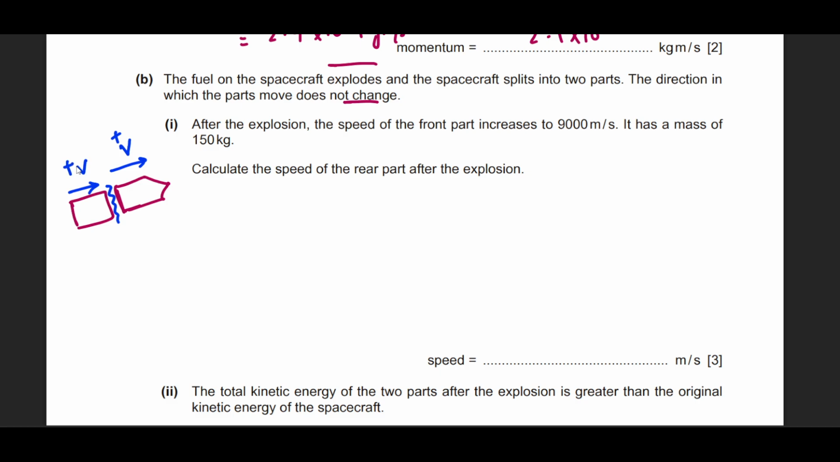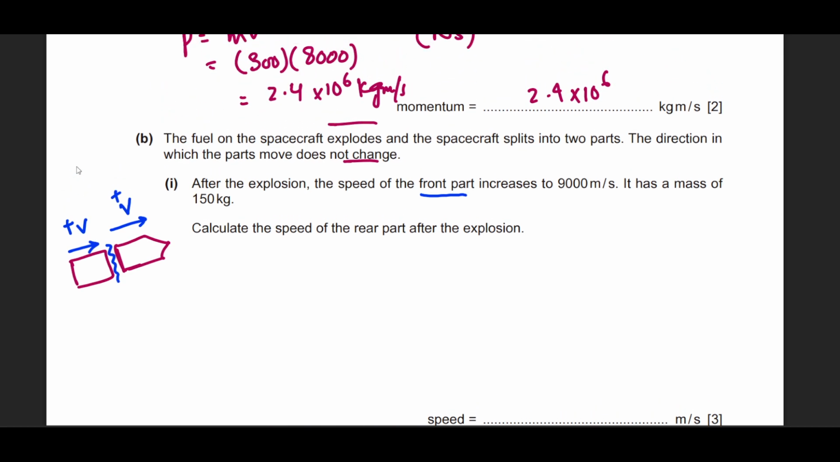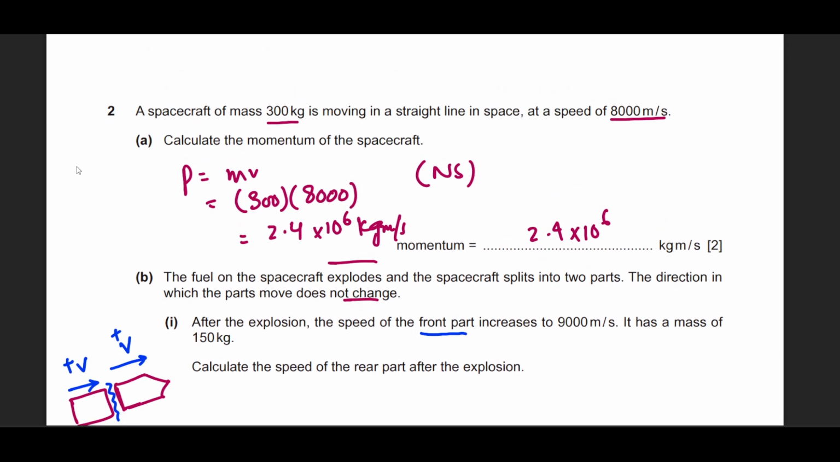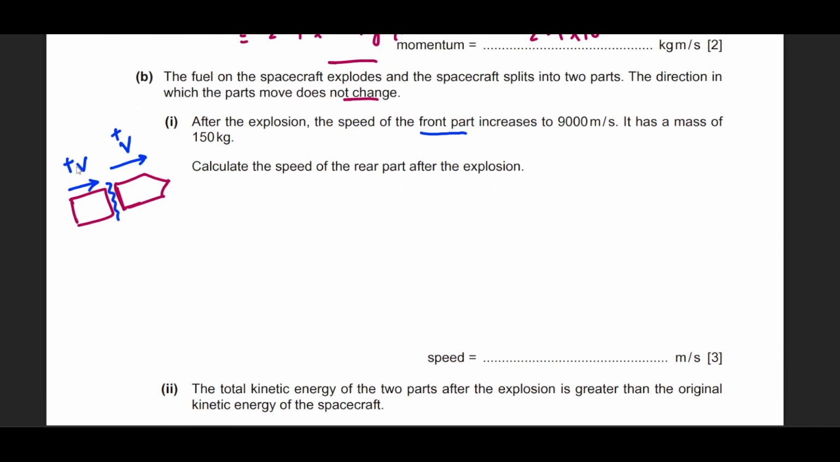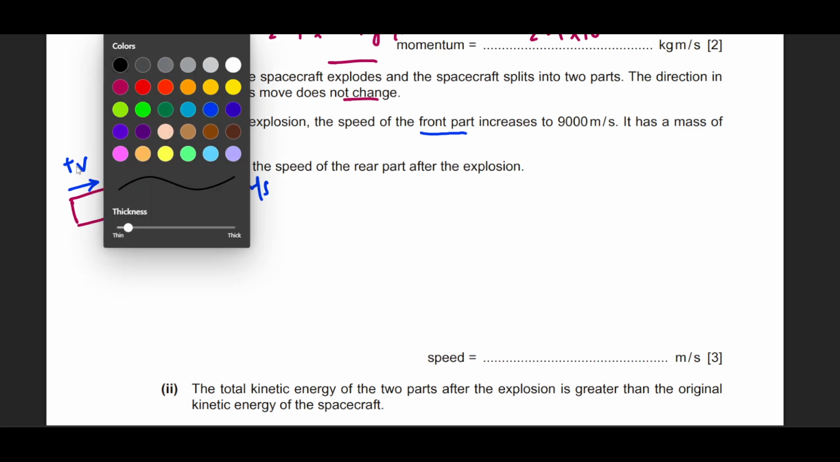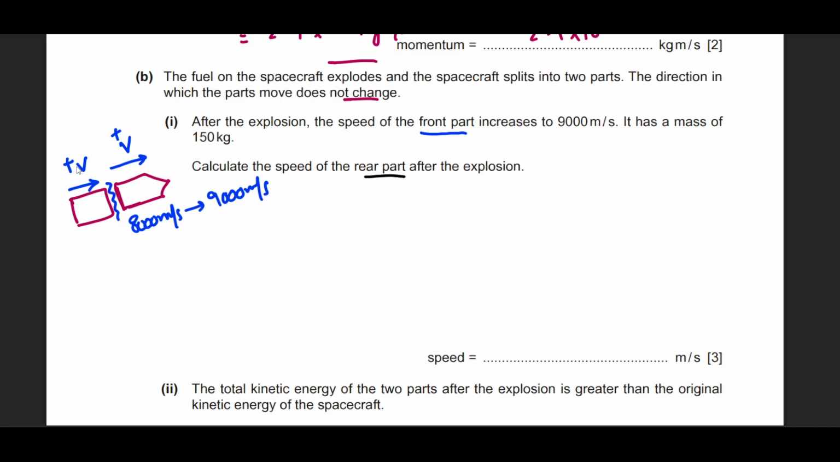He says that the front part increases its speed to 9,000. So previously, when it was moving as a single part, it was moving at 8,000. From 8,000 meters per second, its speed has increased to 9,000 meters per second, but in the same direction. So he's asking you, calculate the speed of the rear part after the explosion.